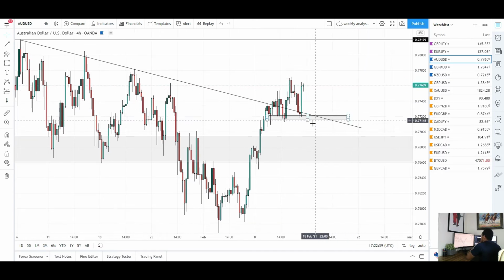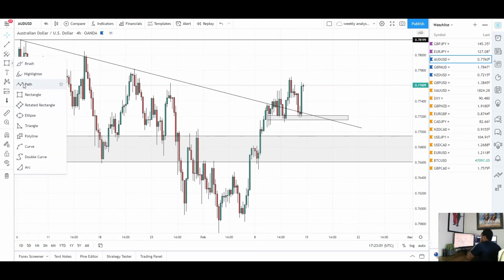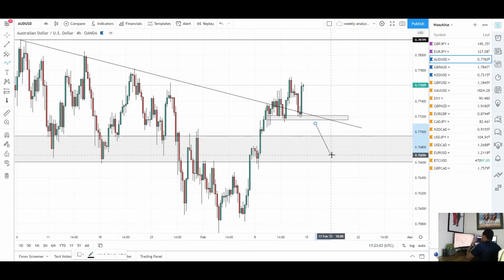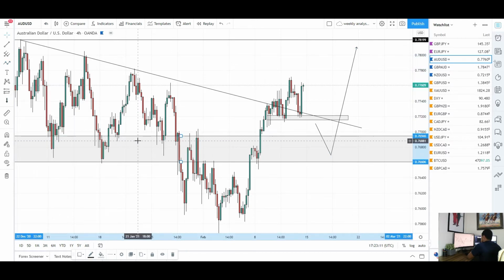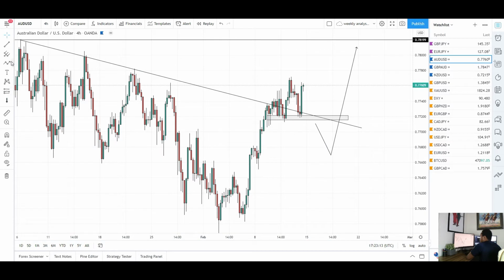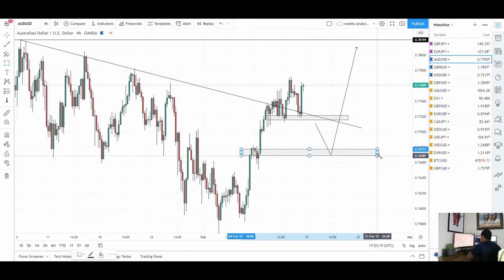So if we see a break of this support, we'll probably see price come and tap into that daily area that I was showing you on the daily chart, tap into this area, find support, and then see the continuation to the upside. Again, we do have this key level here. If I just remove that area, we do have this key level of support here.